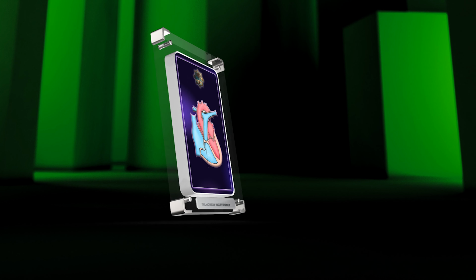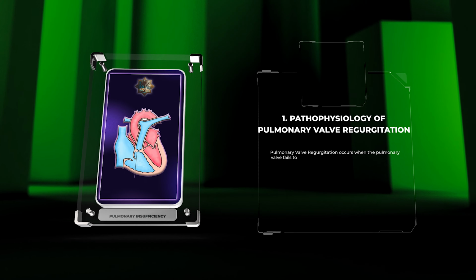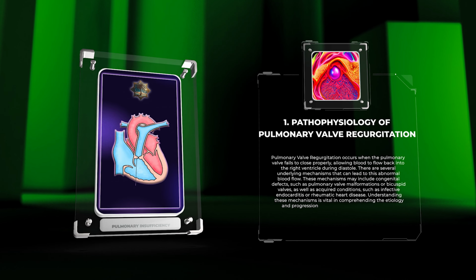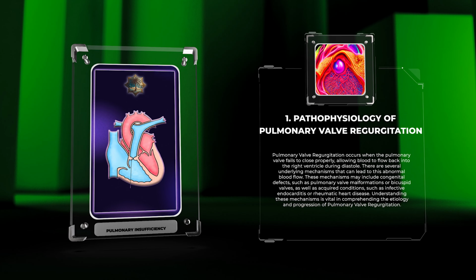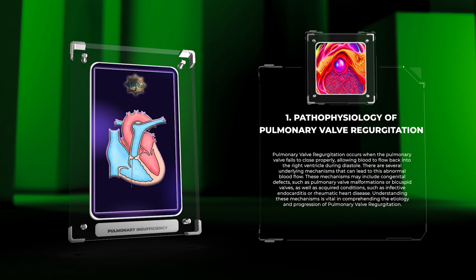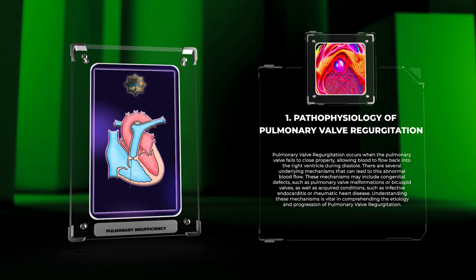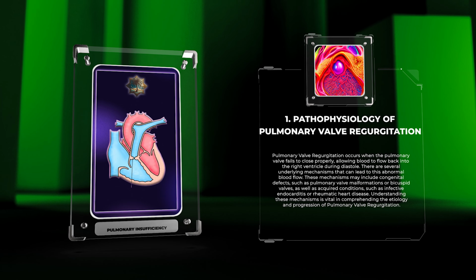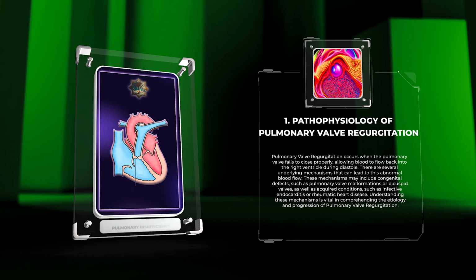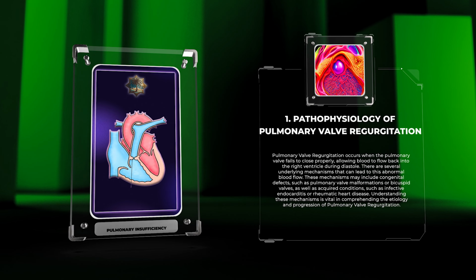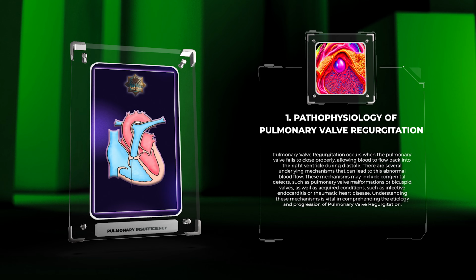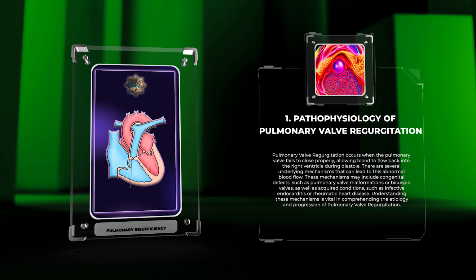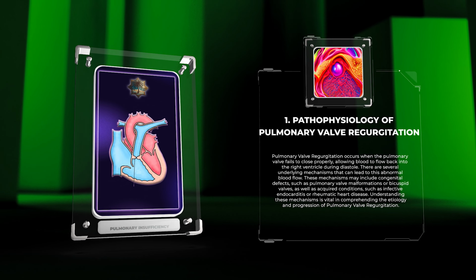Pulmonary valve regurgitation occurs when the pulmonary valve fails to close properly, allowing blood to flow back into the right ventricle during diastole. There are several underlying mechanisms that can lead to this abnormal blood flow. These mechanisms may include congenital defects, such as pulmonary valve malformations or bicuspid valves, as well as acquired conditions, such as infective endocarditis or rheumatic heart disease. Understanding these mechanisms is vital in comprehending the etiology and progression of pulmonary valve regurgitation.